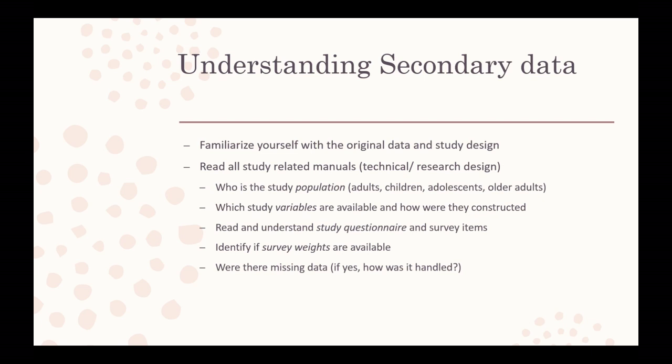Next, which is study variable? So which study variables are actually available in this particular data set, and how were they constructed or how were they collected? And next is you should read and understand the questionnaire and the survey items. So there is going to be a code book along with each secondary data set that you work with, and that code book will give you a glimpse of the study questionnaires, the survey items, how they were collected, and what numeric value is assigned to each response item.